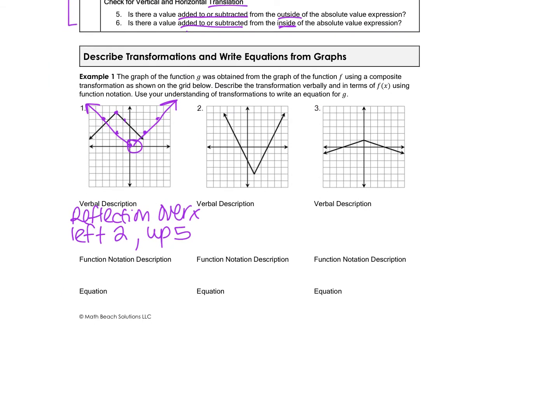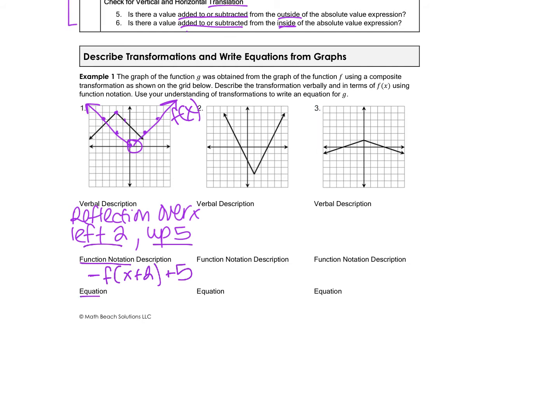So we're going to write this in function notation description. We're using f, which is our parent function. The reflection over the x-axis is a negative in front, so I'm going to write negative f. And then if we're going left 2, remember that's the opposite, you're adding to your x. So in parentheses, you'll have x plus 2. And then your up 5 is changing your y on the outside, which would be plus 5. So there's your function notation description.